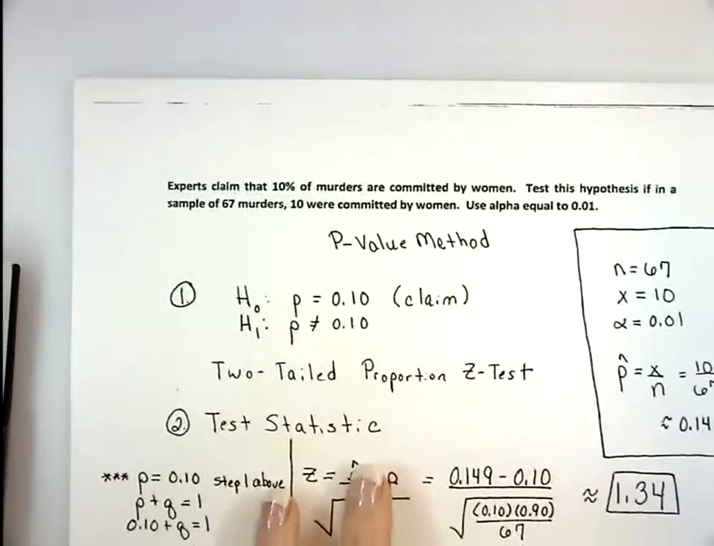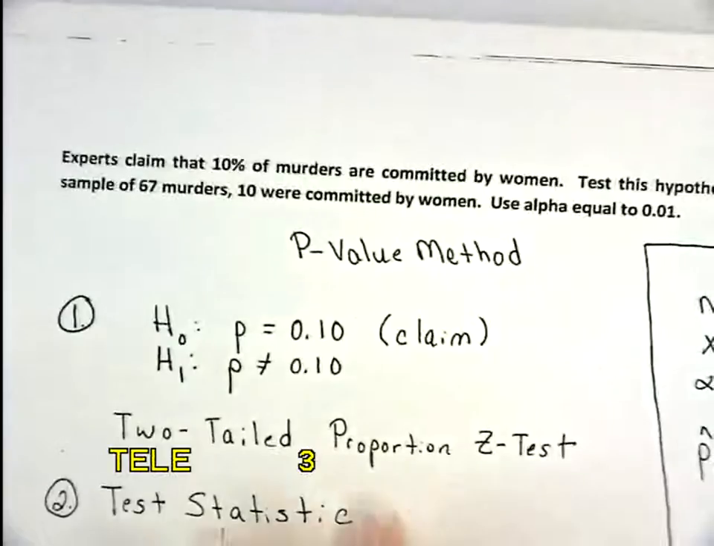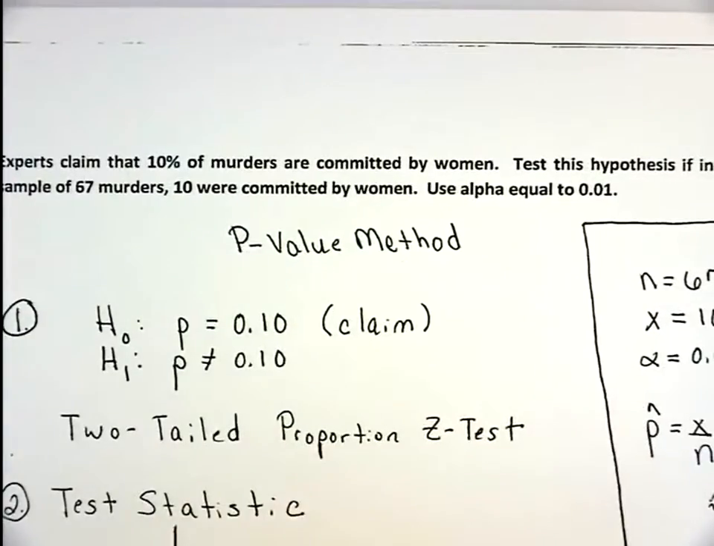I would like to show you problem number 2, and it does seem like all of these problems are very negative. Experts claim that 10% of murders are committed by women. Test this hypothesis if in a sample of 67 murders, 10 were committed by women. Use alpha equals 1%, or your level of significance is 0.01. So we need to look at that one. I do focus on the p-value method, but I could also show you the traditional method when we're done.